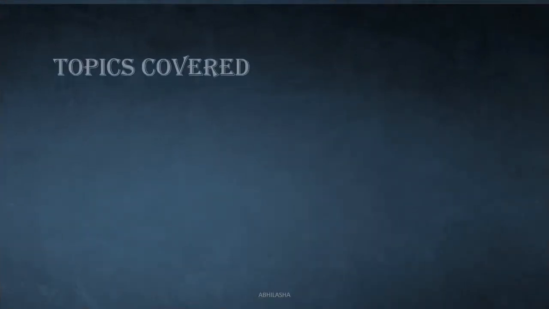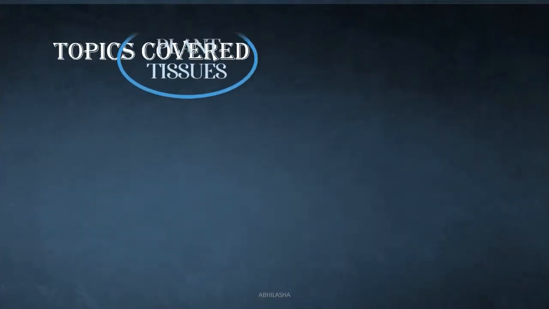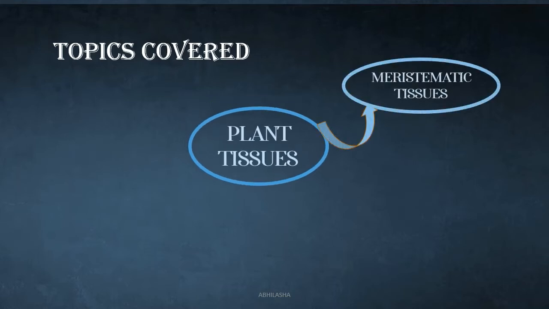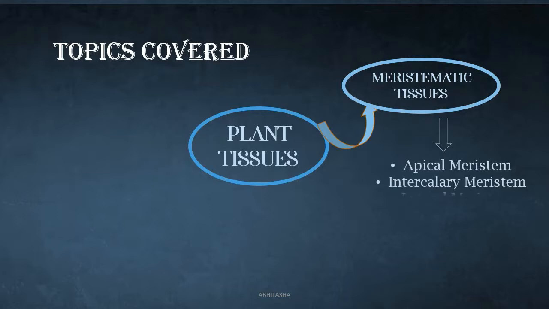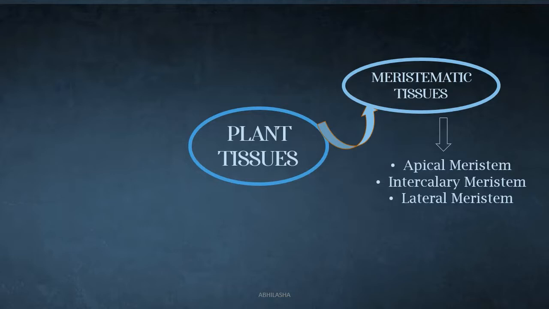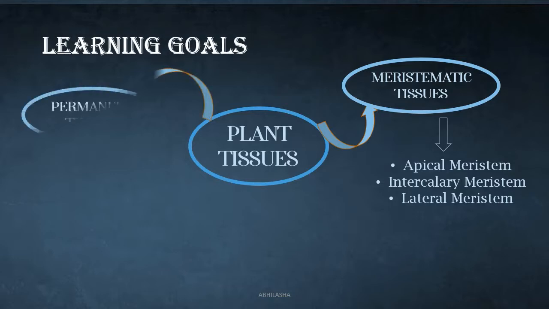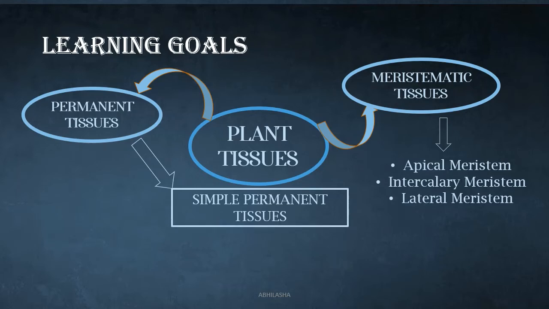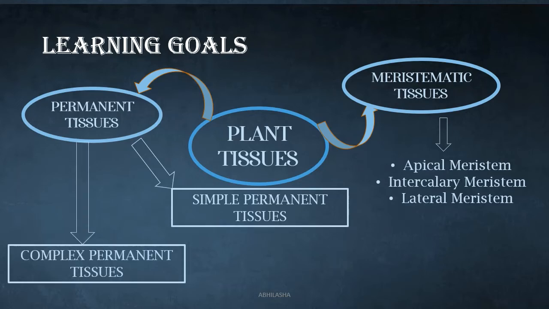In the previous session, we have already studied about the plant tissues. We covered the meristematic tissues, in which we studied about the apical meristems, the intercalary meristem and the lateral meristems. Now in the current session, we'll try to cover the permanent tissues. The permanent tissues are of two types, the simple permanent tissues and the complex permanent tissue. These are the topics or the learning goals for this session.